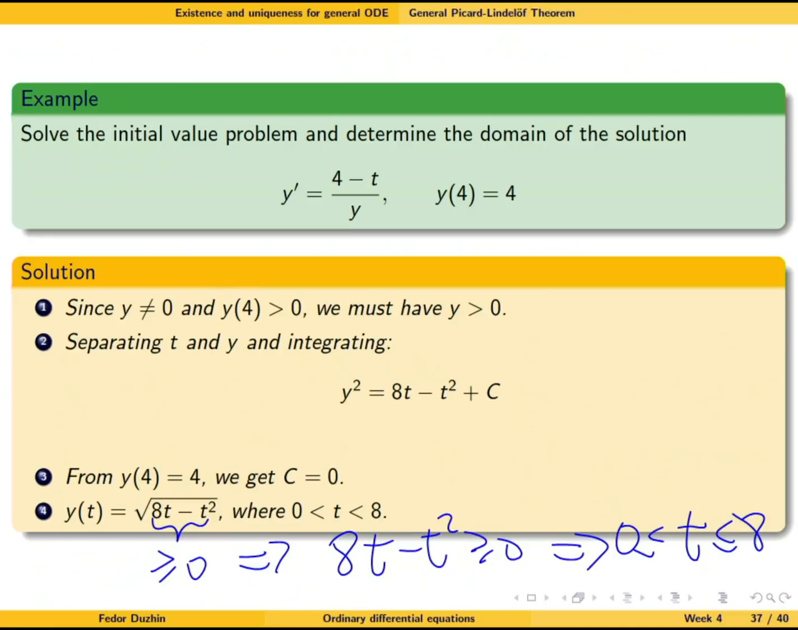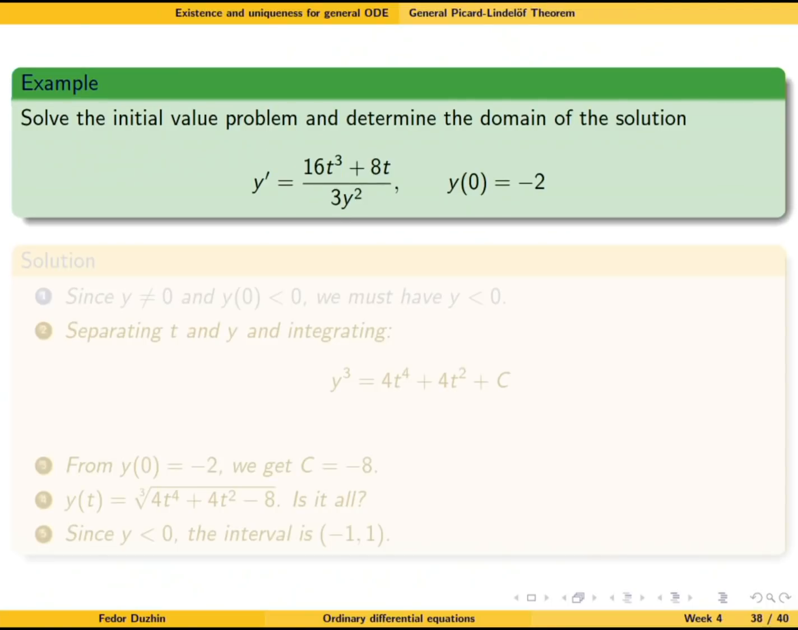But since y cannot be 0, and if t is 0 or if t is 8, then y will be 0, which is not allowed, which is why the inequalities become sharp inequalities. So that's the final answer. The t is between 0 and 8, which means that the domain of the solution is the interval from 0 to 8. So let's quickly go through one more example.